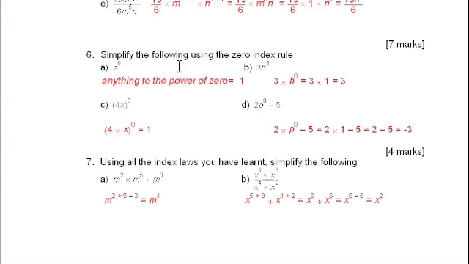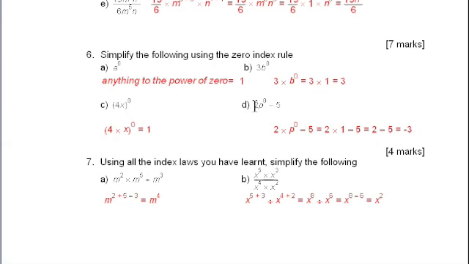Alright, now simplify number 6. Simplify the following using the zero index rule. Remember, anything to the power of 0 is equal to 1, so a to the power of 0 is just 1. Now this one here, the only thing that's to the power of 0 is the b, the number with the base b. So you've got 3 times b to the power of 0, which is 3 times 1, which is 3. Now everything inside these brackets here is the base, because the power of 0 is applied to the bracket. So that makes everything inside the bracket the base. So it's just everything to the power of 0 is equal to 1.